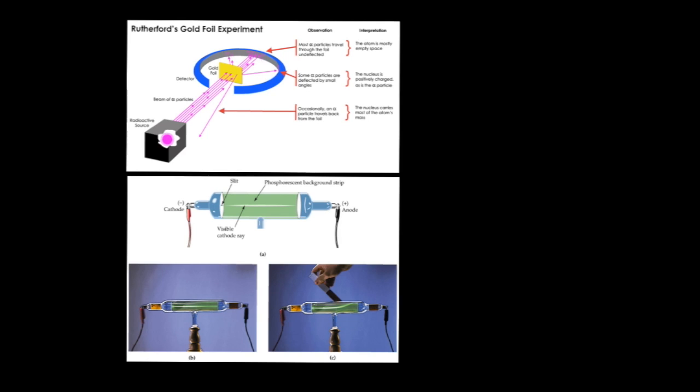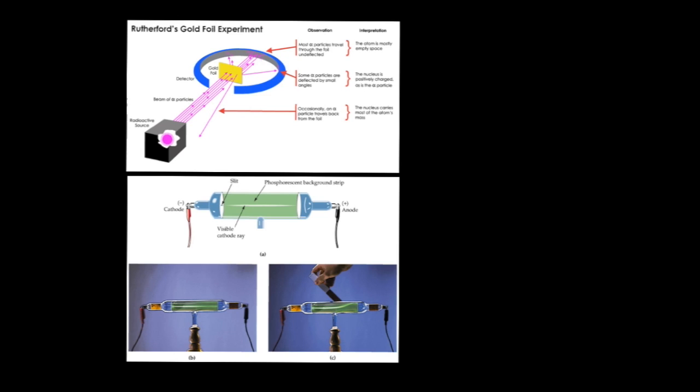And some of them got deflected, which suggested that the alpha particles that were deflected were only deflected at small angles, and that let us know that the nucleus is a positively charged particle, since the alpha particle is also positively charged.